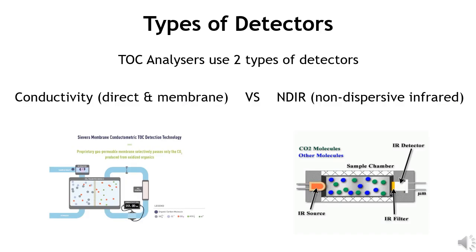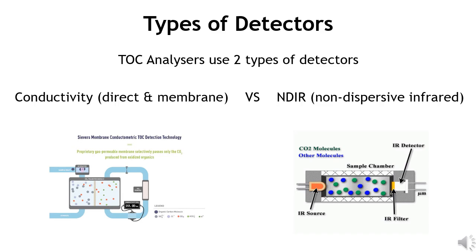TOC analyzers use two types of detectors. These detectors include conductivity detectors with direct measurement or with a membrane filter, and non-dispersive infrared detectors. The conductivity method measures the conductivity of the sample before and after it has been oxidized. The resulting differential measurement is quantified as the TOC in the sample.